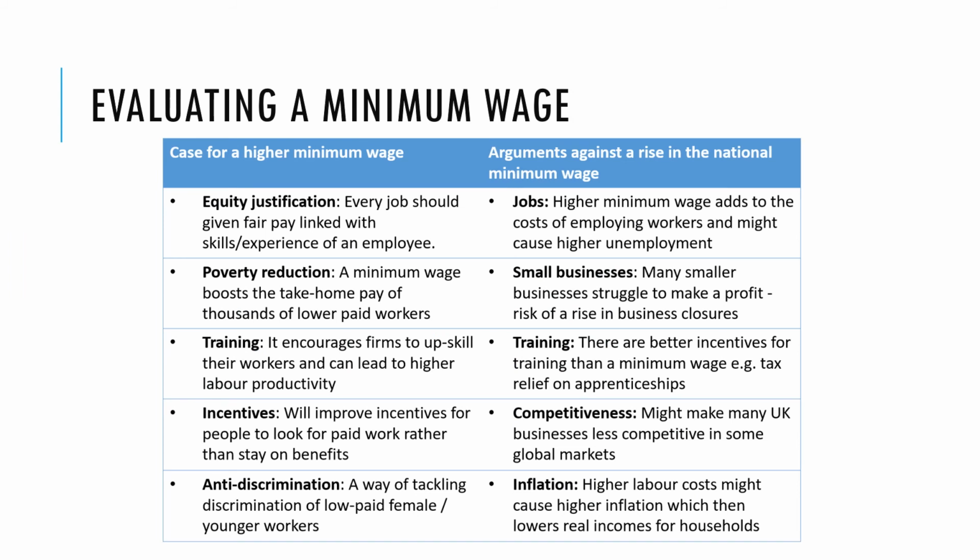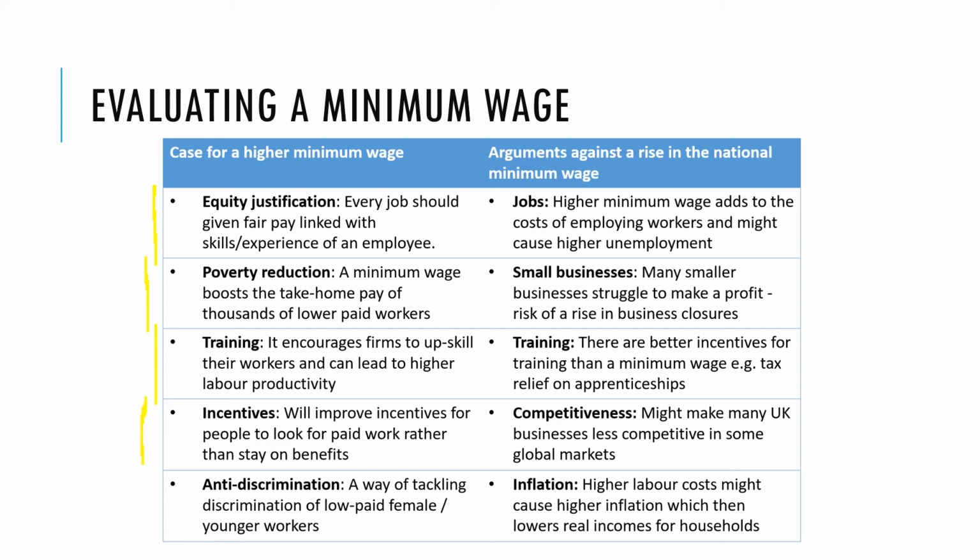So what would be the arguments for and against the minimum wage? Well, if we look on the for side, the main justification is that it's fairer. It's a fair level of pay for those people who have jobs. Secondly, it can reduce poverty. Thirdly, it encourages firms to train their workers to make it worthwhile paying them that minimum wage. They actually contribute something in terms of output.